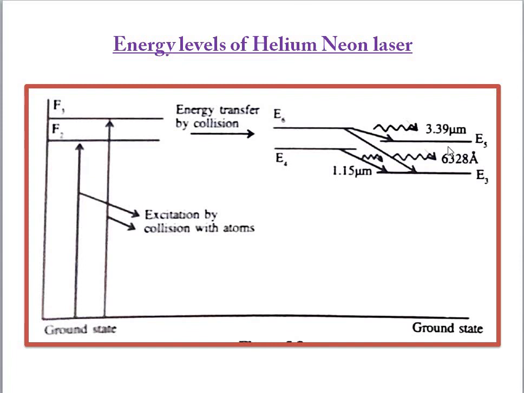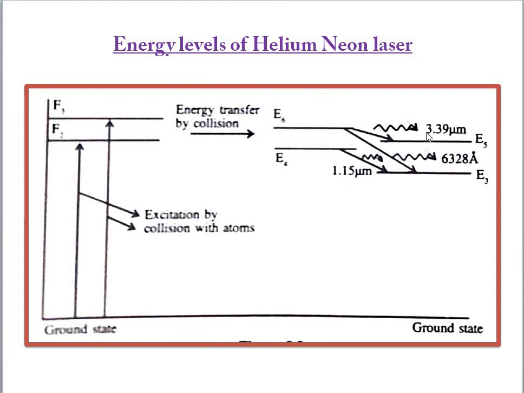As a result, the neon atoms are excited to the energy levels E4 and E6. E4 and E6 represent the energy levels of neon. Both of them have approximately the same energy. The excited state electrons of helium and the excited state electrons of neon are at comparatively the same energy. So here these two are the metastable states.